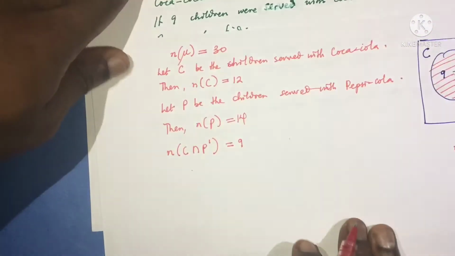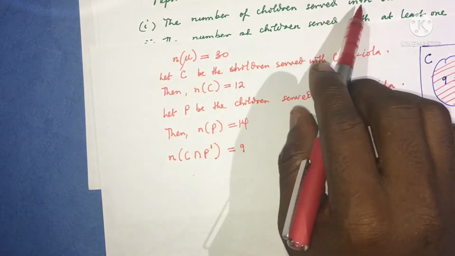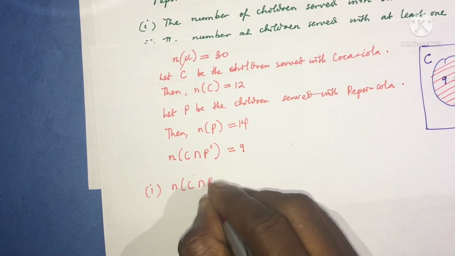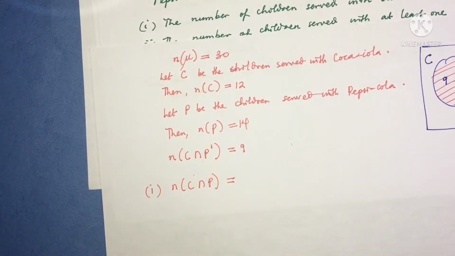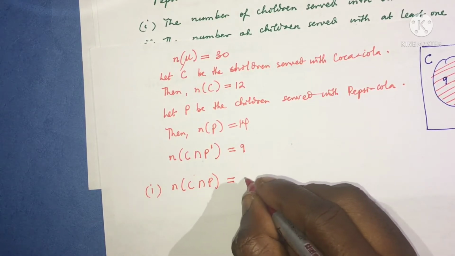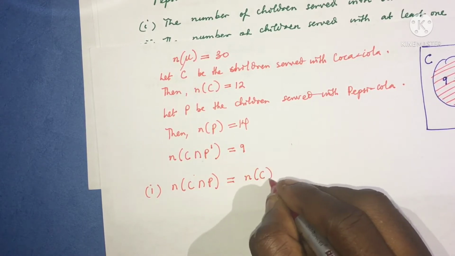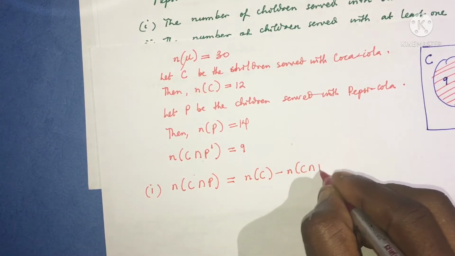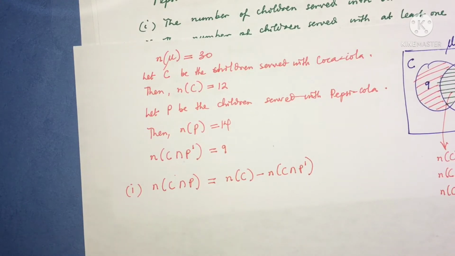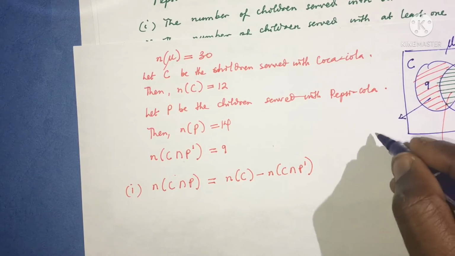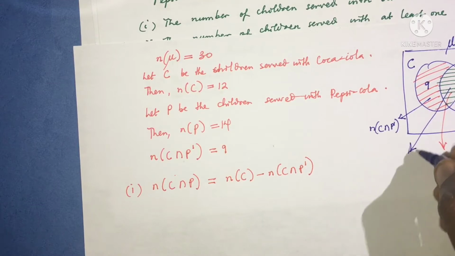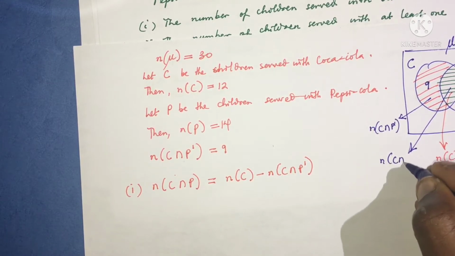Now let's come to question number 1. We are asked to find the number of children served with both drinks. So for number 1, we are asked to find n(C ∩ P). Now if you go over to our videos on set theory, you would notice we had described the intersection of two sets to be this, nC, in this case, minus n(C ∩ P'). Because this portion here, if you remember our naming, is n(C ∩ P'), and this portion here is n(C ∩ P).